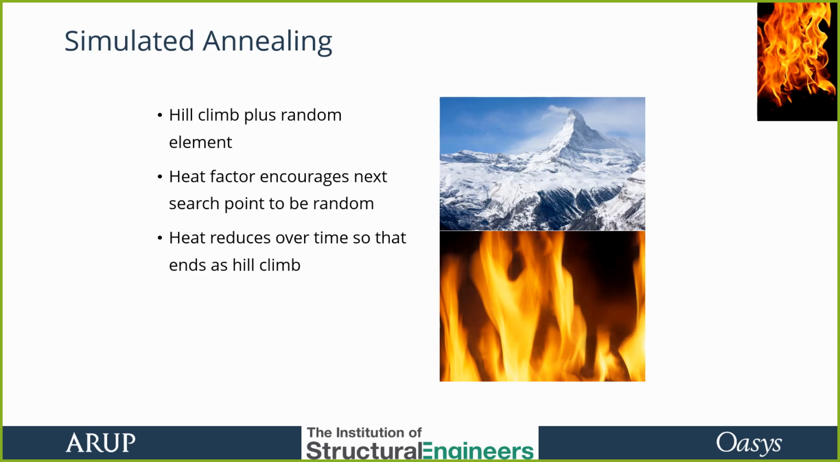Now the random element is we just pick another point in the design space, somewhere else, a distance from our current point, and we have a heat factor which says how far away that point is. If that new point we find is better than where we are, we then move to that point, we increase the heat a bit, and we choose again. But if the point we choose is less good than where we are, we reduce the heat a bit and stay where we are and choose again.